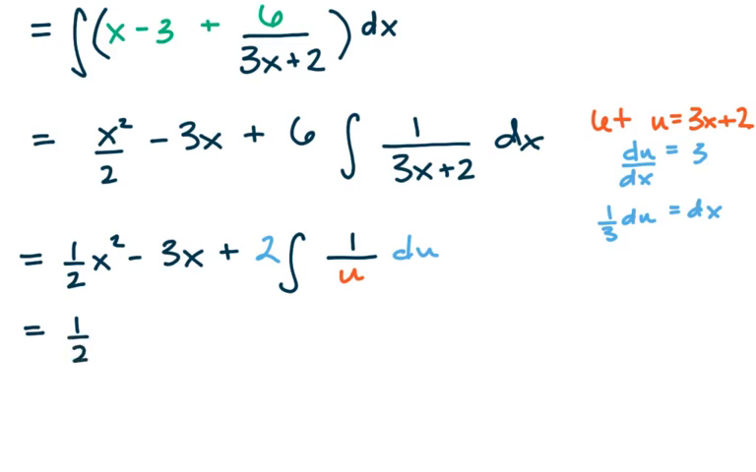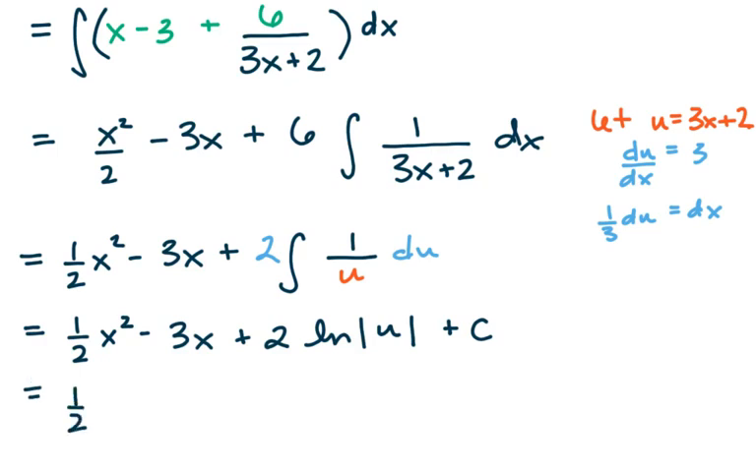So this is 1/2 x squared minus 3x plus 2 times the natural log of the absolute value of u plus c. And we're almost done with this problem, but we have to have all of the variables the same. Since we started with x, we're going to end with x, and we know what u is in terms of x. It's 3x plus 2.